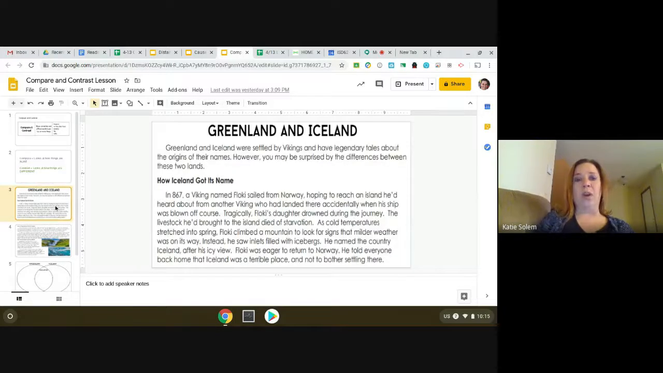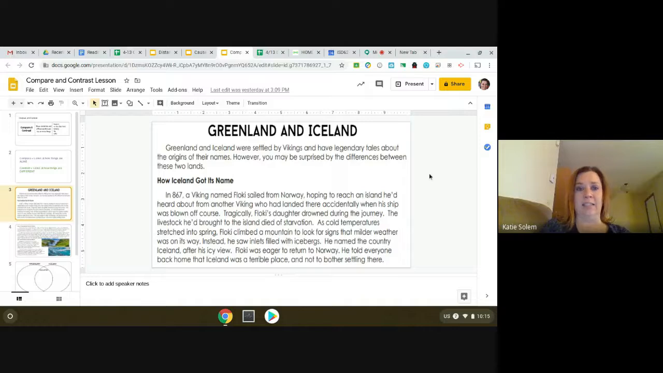I'm going to read you an article about Greenland and Iceland. And after, we're going to do some comparing and contrasting about the two countries. As I'm reading, see if you can find similarities and differences, and also see if you find any clue words that would tell us that this article is a compare and contrast article.